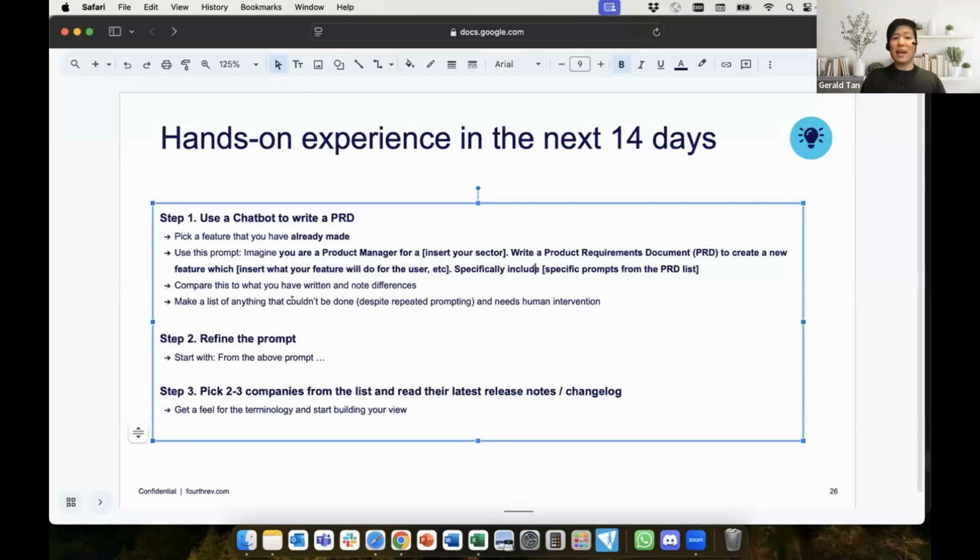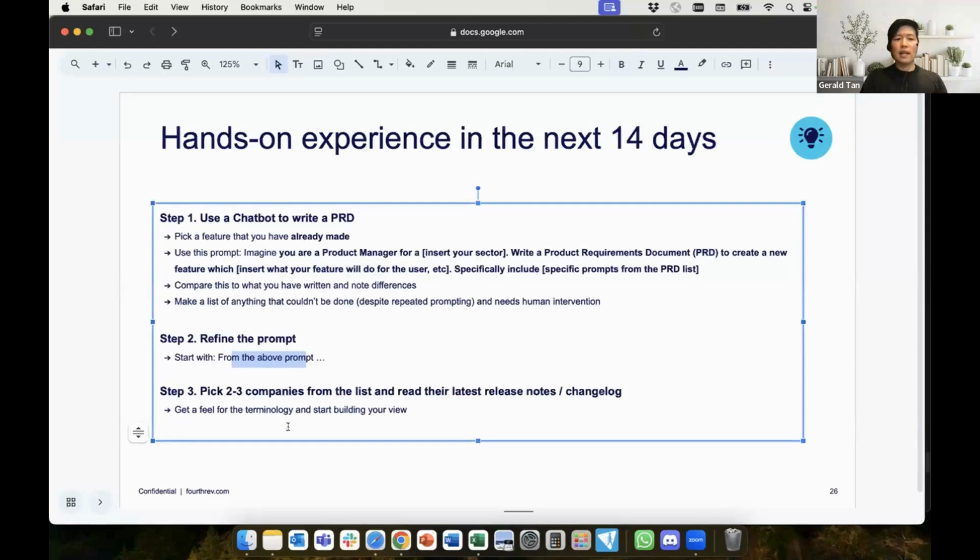And then you can make a list of anything that an AI cannot do, right? Despite repeated promptings, because you can keep prompting it and refining it, but after a while, you're like, you know what? It's actually easier for me to tune it myself. But I do want you to try to refine the prompt. So one tip for you is start from the above prompt, because then it knows to reference what's written, okay?